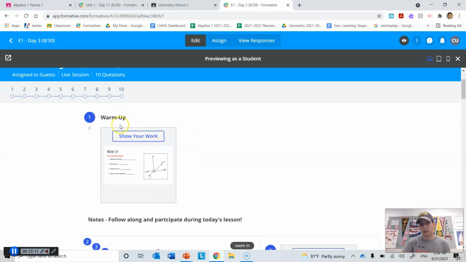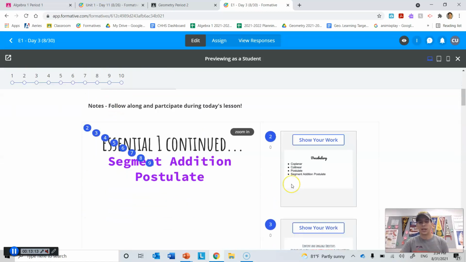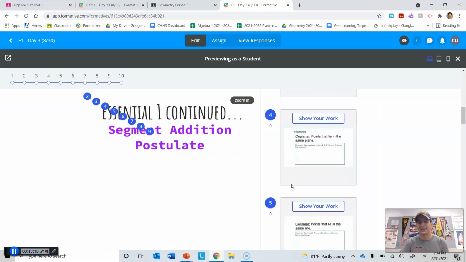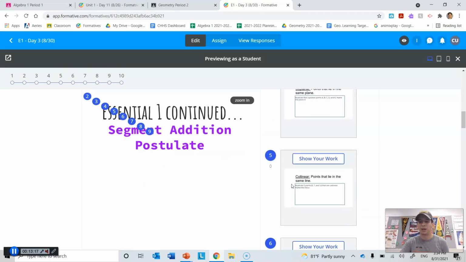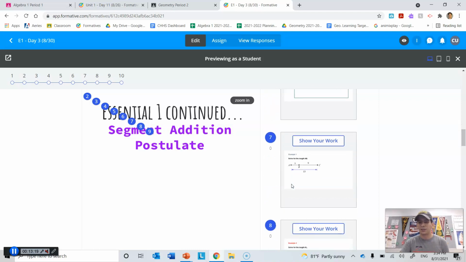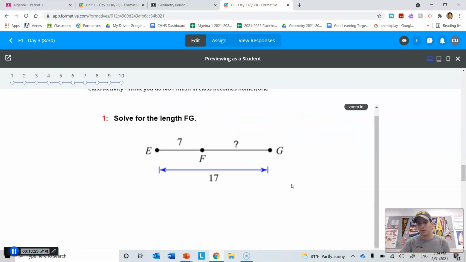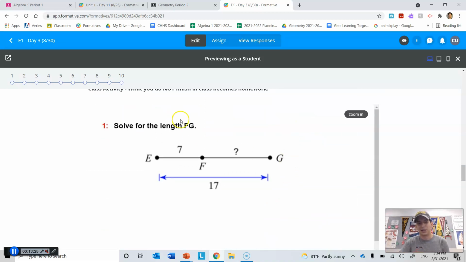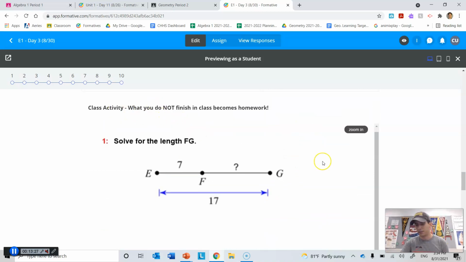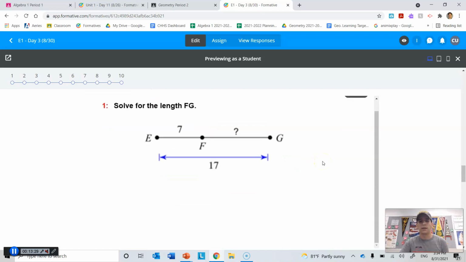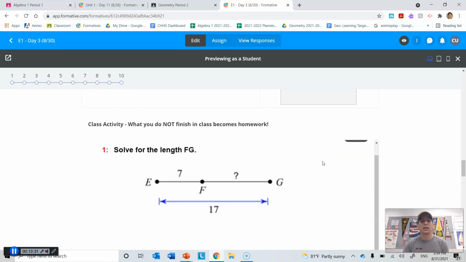So at the very beginning here, we have our warm-up. We have that day's notes. It's the exact same thing that I will be posting on my board as I teach, so they can follow along and just add to their notes. And then, of course, very same thing. At the end of it, they will have their class activity, somewhere between 5 to 6 problems, depending on the difficulty. And again, if they don't finish, that does become homework.